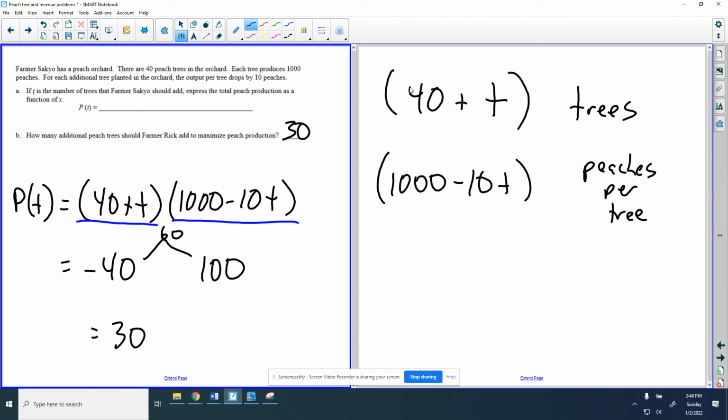Almost every revenue problem, every peach tree problem you do is going to work the same way. Figure out the variable that's increasing, figure out the variable that's decreasing. You got it made.